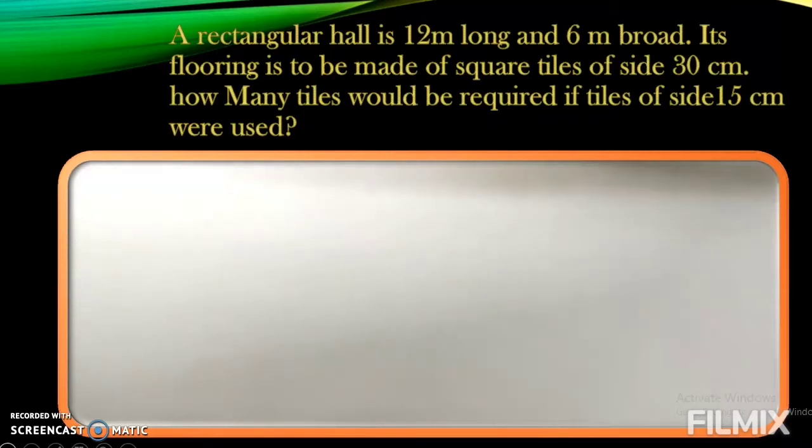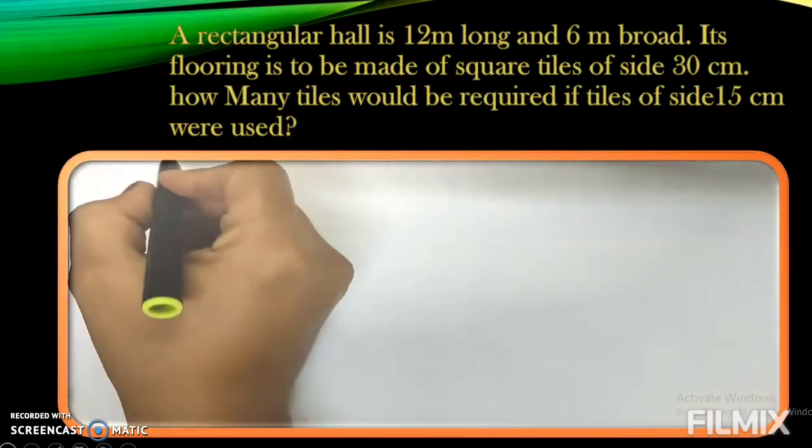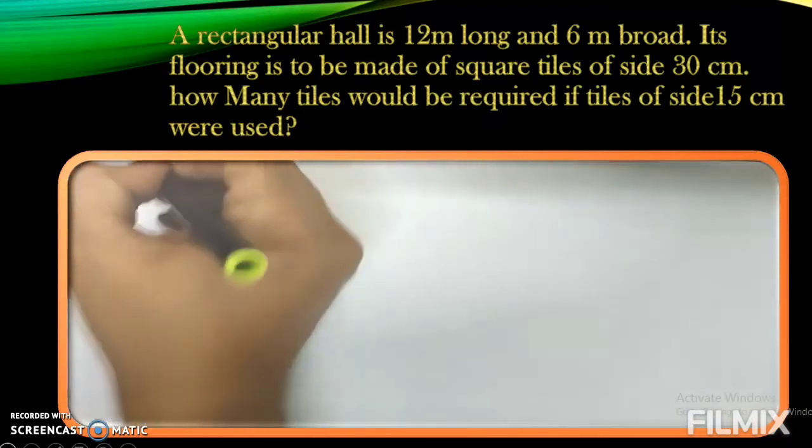Here in this question, first we will see what things are given and what is being asked. It is given a rectangular hall is 12 meter long and 6 meter broad. So as soon as we read the first line, we come to know that they had given one rectangular hall and they had given the length and breadth of the rectangular hall. So we will write the statement length of rectangular hall.